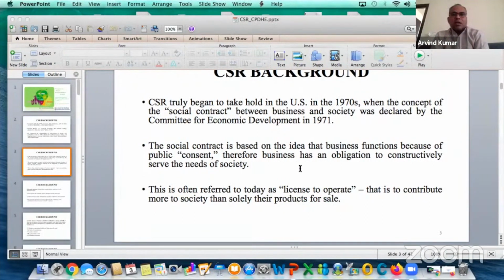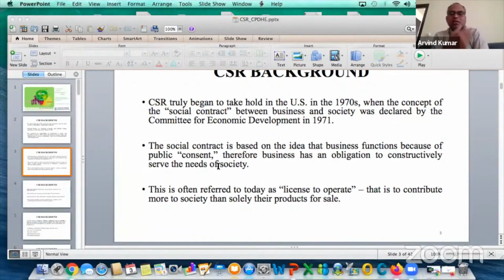Let me come back again to the social contract that was taking place in the 70s in the US. That was also a kind of social responsibility. The social contract was based on the idea that business functions because of public consent. Therefore, business has an obligation to constructively serve the needs of society. So the term social contract has a very significant value. The idea was that there must be a responsibility as far as the needs of society are concerned.